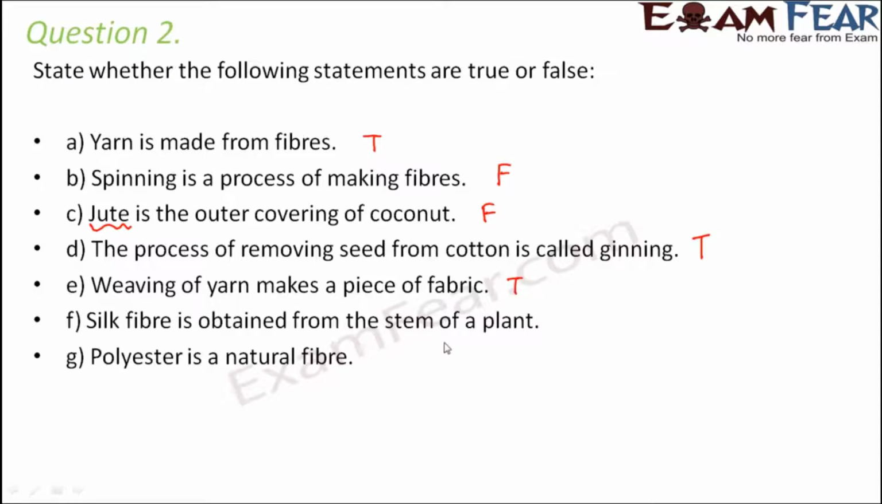Silk fiber is obtained from the stem of a plant. That's false, because silk fiber is not at all obtained from a plant. It is obtained from an animal, that is silkworm. Polyester is a natural fiber. That is again false, because polyester is a synthetic fiber.